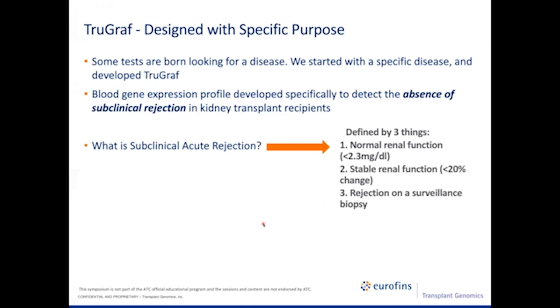How do we define it? Actually, we define it very tightly. It was defined by three things: having normal renal function, defined as a serum creatinine less than 2.3; stable renal function, less than 20% change from the prior values; and you have to have rejection on a surveillance biopsy. That defines subclinical acute rejection.